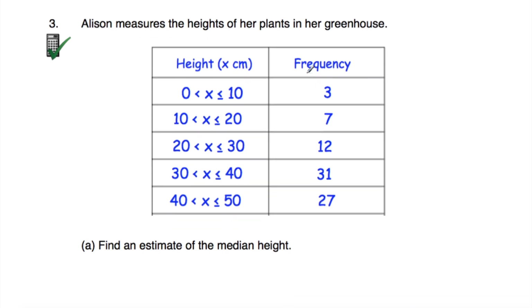Question number 3 says, Alison measures the heights of her plants in her greenhouse. So she's measuring the heights of all the plants in her greenhouse. Part A says, find an estimate of the median height. So we want to find an estimate of the median.